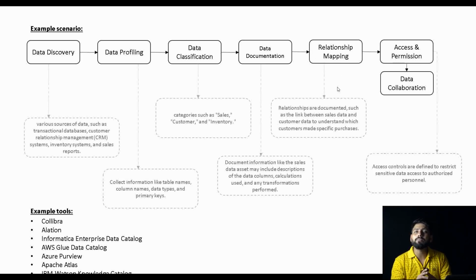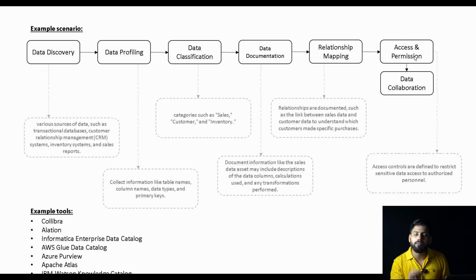Then we have relationship mapping. In a data warehouse there are multiple tables. These data warehouse tables get mapped with each other. The mapping may be one-to-one, one-to-many. I already explained these, so you can check out that video as well. There are multiple relations which we map in this particular step, which is called relationship mapping.